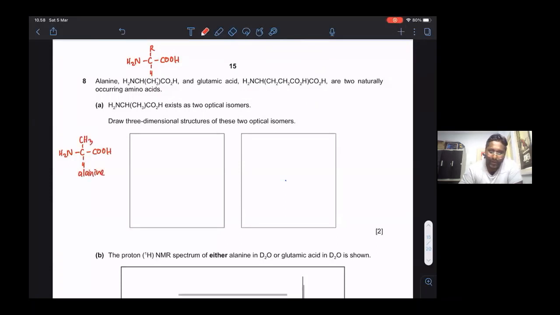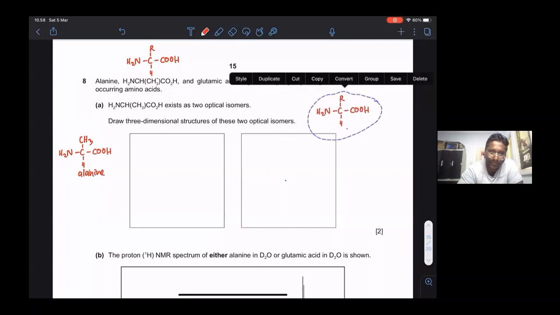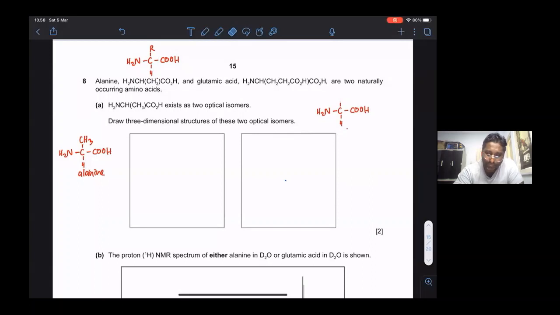And then for glutamic acid, if I put it over here, you can see the R group. This is NH2, H, and then CO2H. So the R group is CH2, CH2, CO2H. That's going to be the R group. So this is glutamic acid.